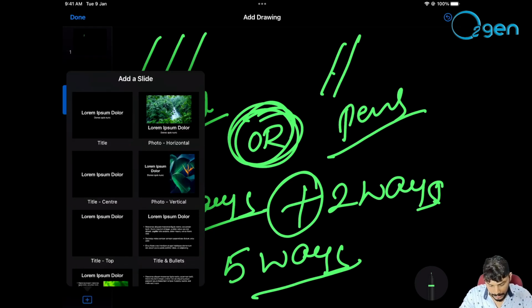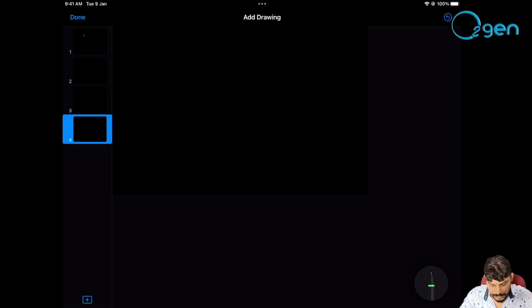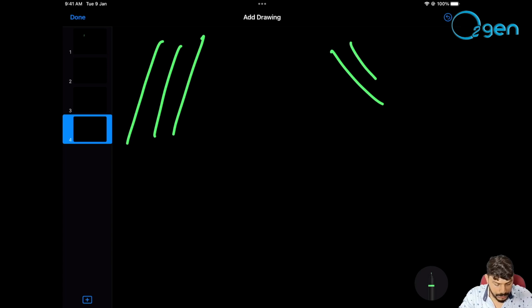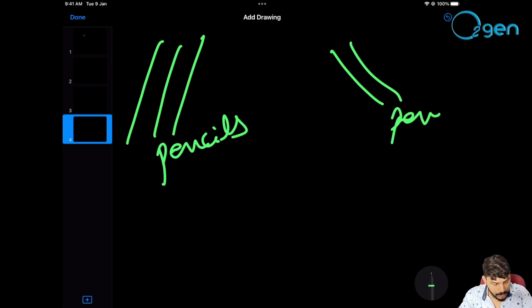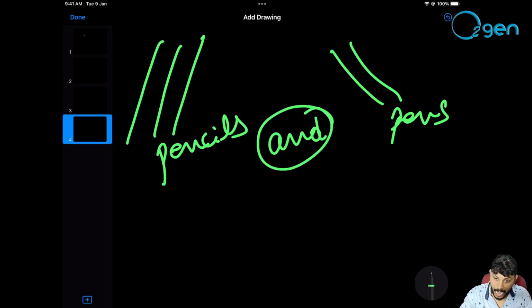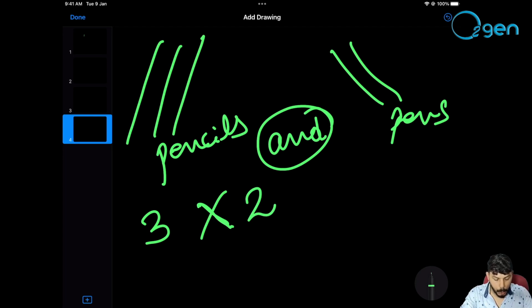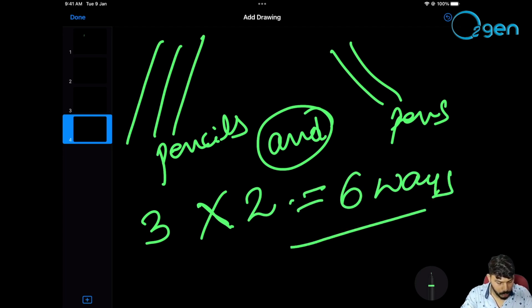Now, with the same three pencils and the same two pens, suppose a pencil and a pen are to be selected. We are using the word and. There are three different ways to choose the pencil, and means multiplication, and two different ways to choose the pen. That means there are six different ways to choose.